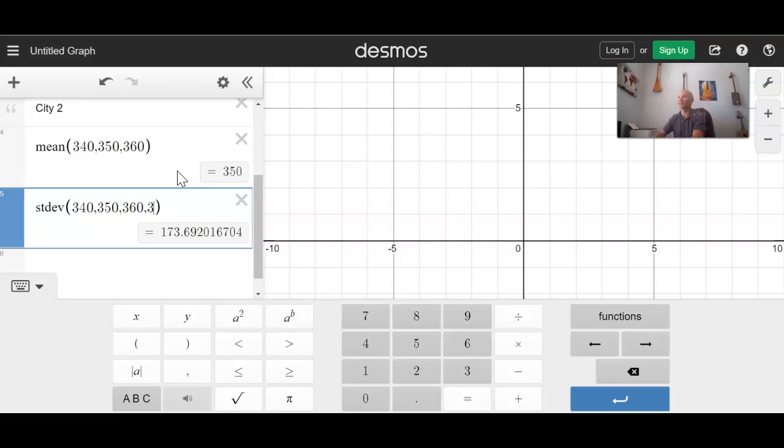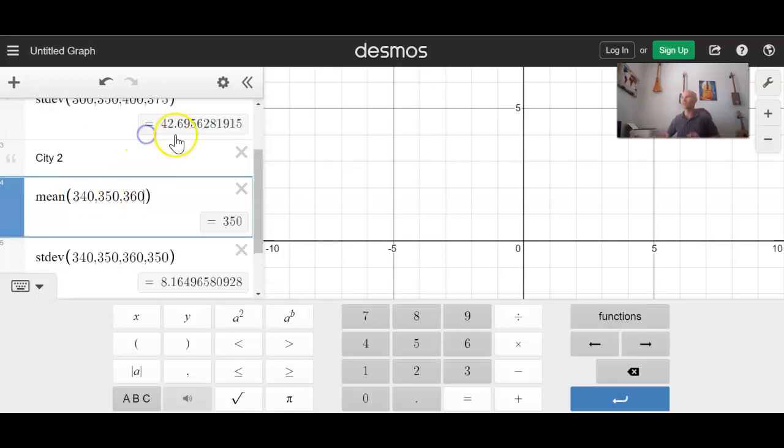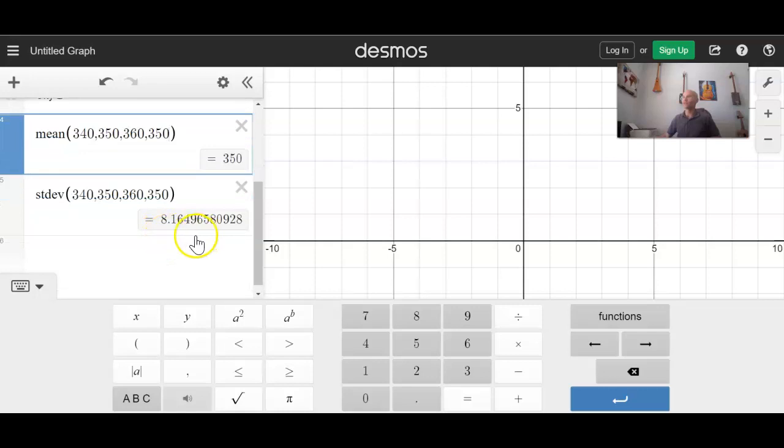If I added 350 in here again, now my standard deviation is actually smaller because notice that I have two prices right at the mean. Sorry, those aren't at the mean. My mean has changed. Oh, no, it is still 350, excuse me. Two house prices at the mean, so my standard deviation is now smaller because now I have more values and more of them are clustered near the average.